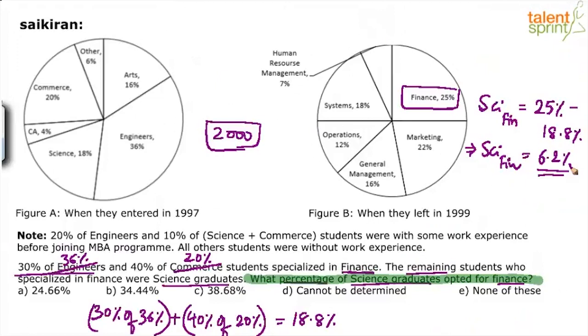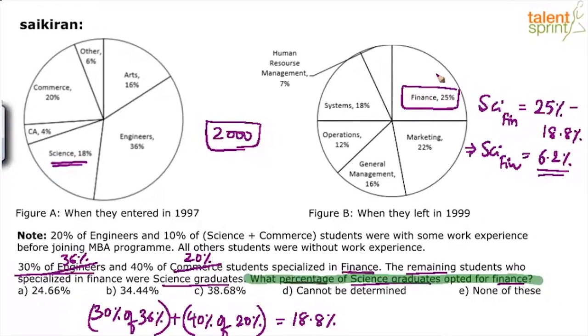All I know so far is that the science graduate who had opted for finance is 6.2%. What is the total science graduates population? 18%. Which means in 97, when people took admission, there were 18% science background students, of which 6.2% entered in finance.